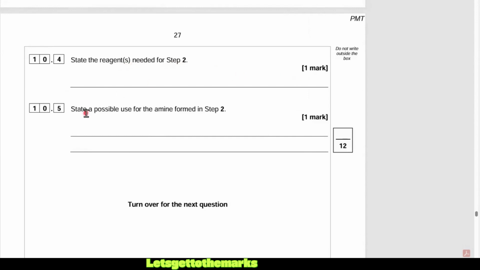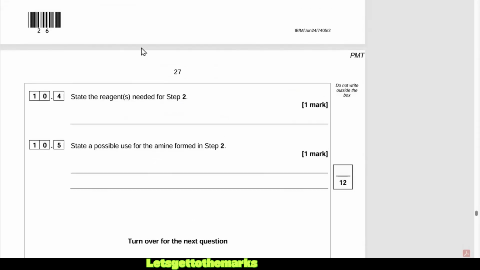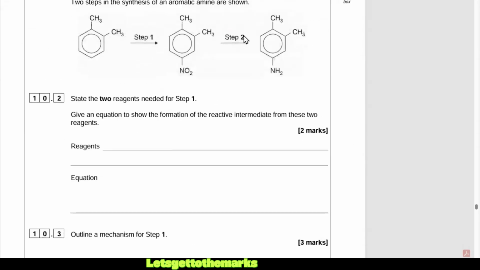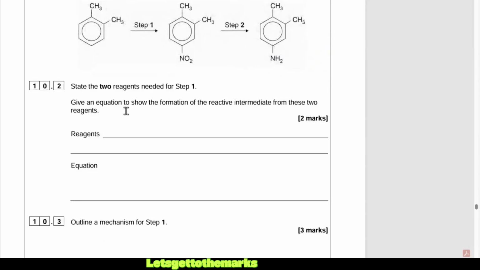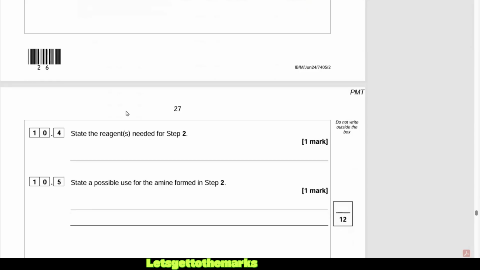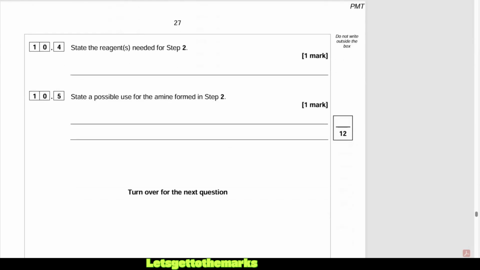State the reagents needed for step 2. State a possible use for the amine formed in step 2. Let's zip back up. Now, just out of interest, you might want to know, how would you name the reactant there, that molecule there? That is 1-nitro-2,4-dimethylbenzene, and that becomes a benzene with an amine on it. So it's going to be 1-amino-2,4-dimethylbenzene. That was long, wasn't it?